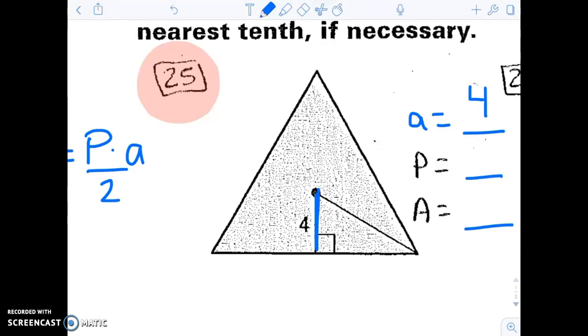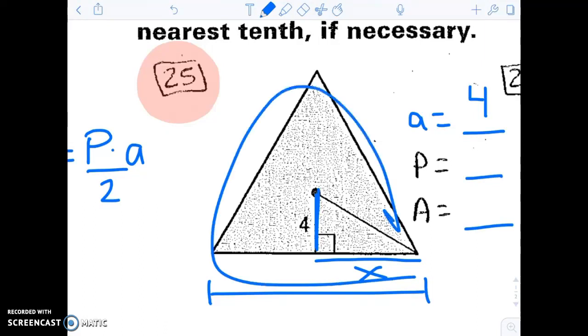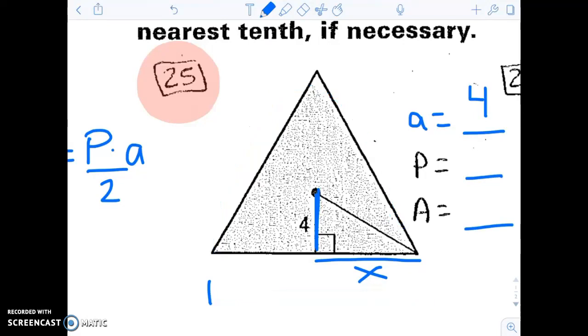And then I also know that I will need this little length right here, so I'm just going to put an X on it, because getting that length will help me get the entire side length. And then if I have the whole side length, I can use it to get the entire perimeter of the triangle. So I'm just going to get rid of that, and our goal is now to get X.